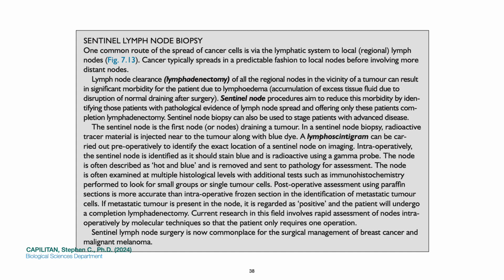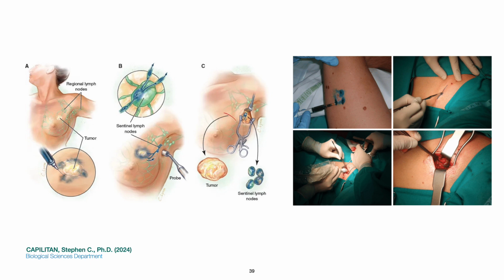The sentinel node procedure aims to reduce this morbidity by identifying those patients with pathological evidence of lymph node spread and offering only these patients completion of lymphadenectomy. The sentinel lymph node biopsy, or SLNB, can also be used to stage patients with advanced disease. So in this next diagram, you will see the regional lymph nodes, the tumor, the sentinel lymph nodes, and, using a probe, remove the tumor and collect the sentinel lymph nodes.